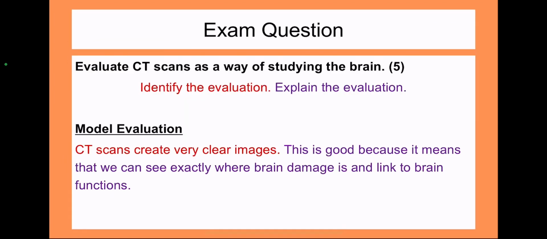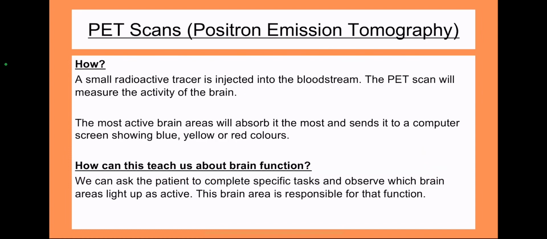Again, if you're going to get a question for evaluating it, you've got to remember the 2-step process of each evaluation. You've got to identify an evaluation and then explain it. So you might say something like, CT scans create very clear images. This is good because it means that we can see exactly where brain damage is and link it back to brain functions. Okay, the second brain scanning technique that you need to know is the PET scan.